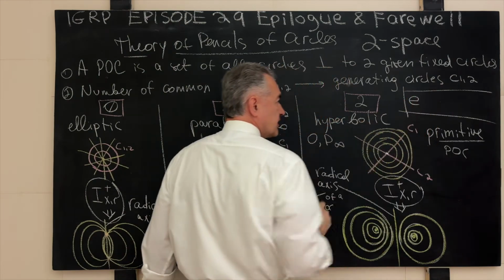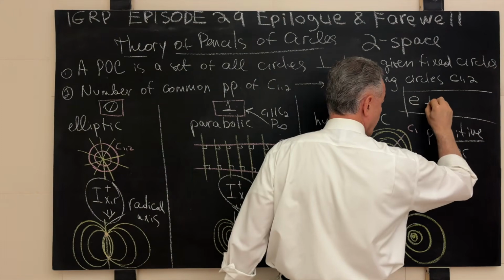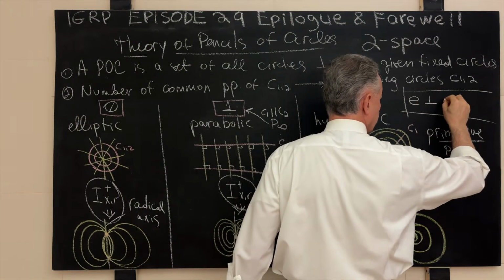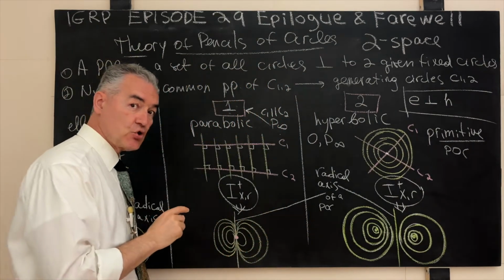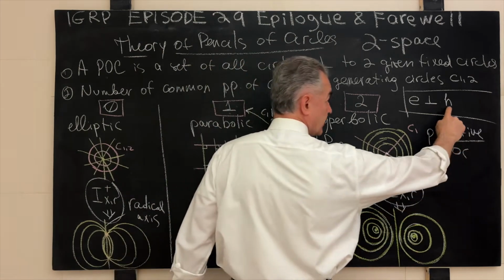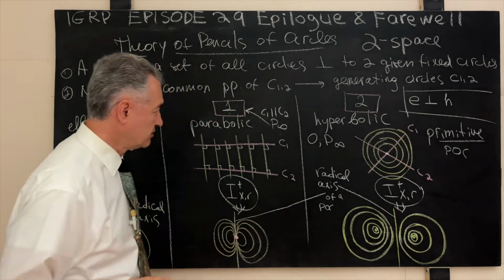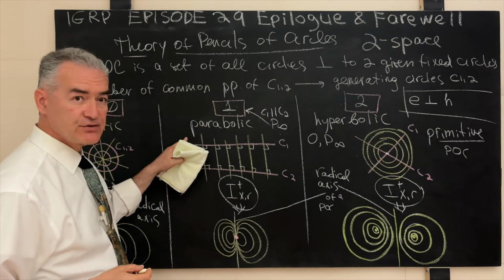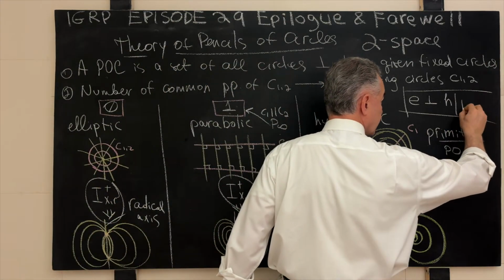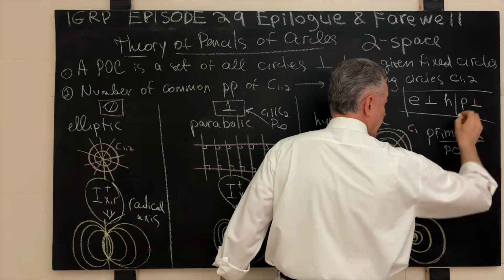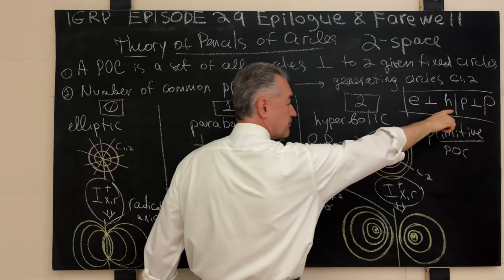Let's say we have an elliptic pencil of circles. Then to an elliptic pencil of circles, an orthogonal pencil will be a hyperbolic pencil of circles, and conversely, a pencil of circles that is orthogonal to a hyperbolic pencil of circles is an elliptic pencil of circles, and that leaves us with the parabolic pencil of circles. And the deal here is the following. The pencil of circles that is orthogonal to a given parabolic pencil of circles is still a parabolic pencil of circles.